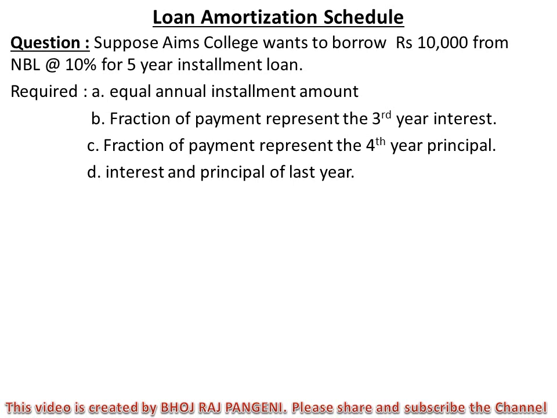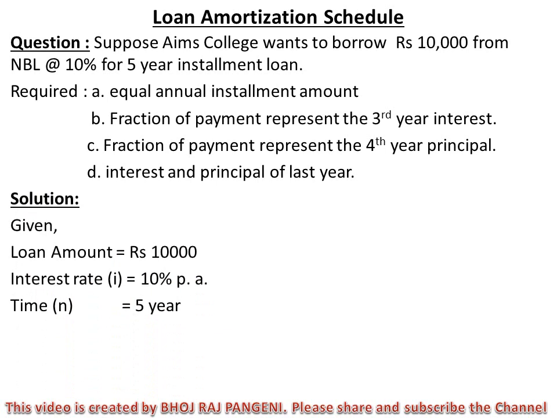For B, C and D, we have to prepare the loan amortization schedule, because we have to know about the interest of the third year, the principal of the fourth year, and the interest and principal of the fifth year, that is the last year. So for this information we have to prepare the loan amortization schedule. Let's go to problem 1, equal annual installment.